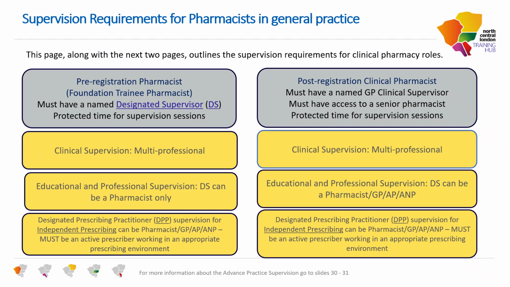For anyone completing the independent prescribing qualification, whether that's pre or post registration, they will require a designated prescribing practitioner supervisor. And this individual can be a multi-professional, but they must be an active prescriber working within an appropriate prescribing environment. With that, it's also vital to ensure that the designated supervisor or the prescribing practitioner have capacity to support the foundation trainee pharmacist or trainee independent prescriber, which requires scheduled and protected time for feedback and supervision.